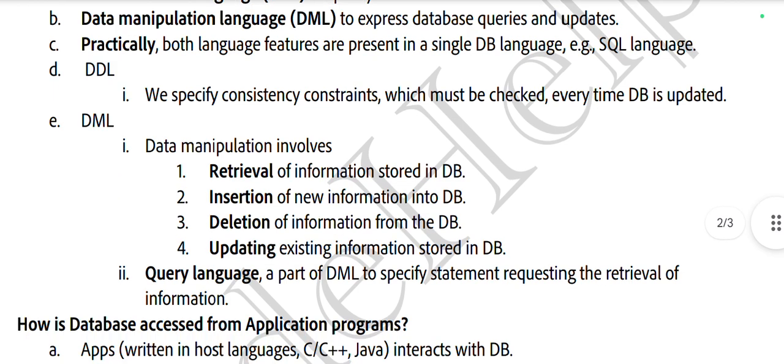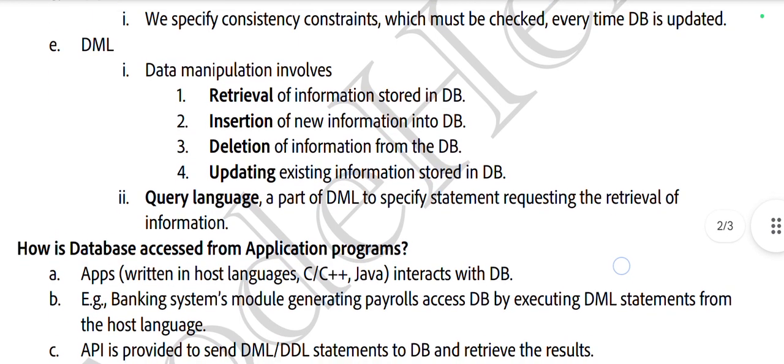A manipulation query is a part of DML, a language used to specify a statement requesting retrieval of information. Manipulation means retrieve, insert, delete, and update. Query means you are searching for something. Retrieve means requesting retrieval of information. Searching.